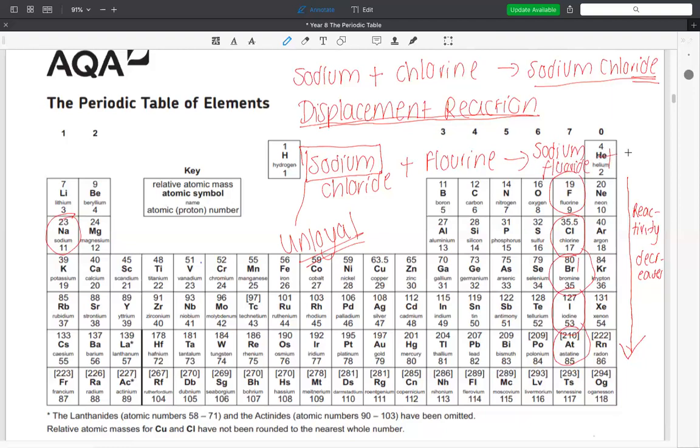And then poor chlorine gets left on its own, and it's quite sad because of that. And that is basically what a displacement reaction is. It's when one element replaces another element in a reaction. I'm going to go through another example.